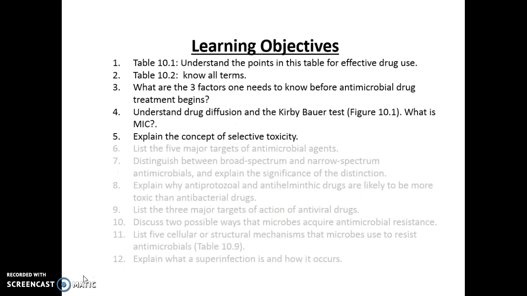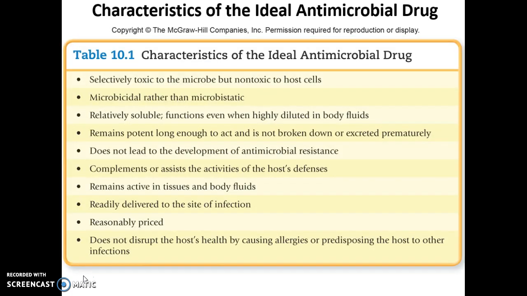So here are your learning objectives for this chapter. 1 through 5 are going to be specific for Section 1. Alright, this first table looks at the characteristics of an ideal antimicrobial drug. So you want your drug to be selectively toxic to the microbe, but not to the host cell. If you were to take a drug, the goal would be for it to get rid of the microorganism that is making you sick versus killing you, because that really wouldn't be a good scenario.